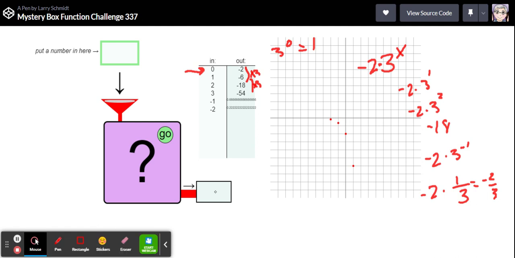Let's go ahead and take a look, make sure we're right. Yeah, -2 times 3 to the x, and then we can graph that as well. And there you go. You've got that typical exponential curve. It's just flipped upside down because of that negative sign.